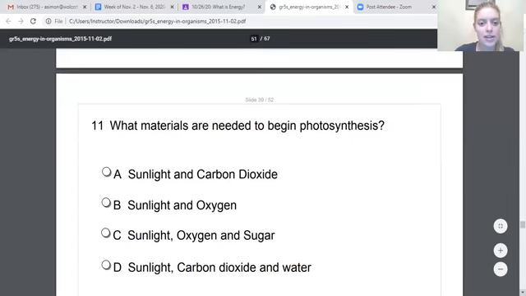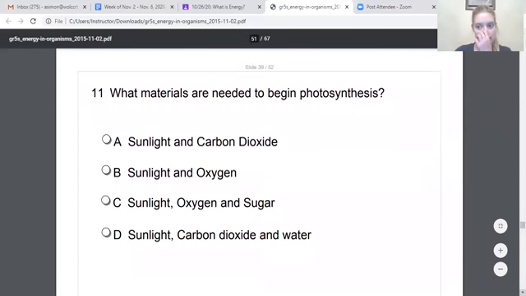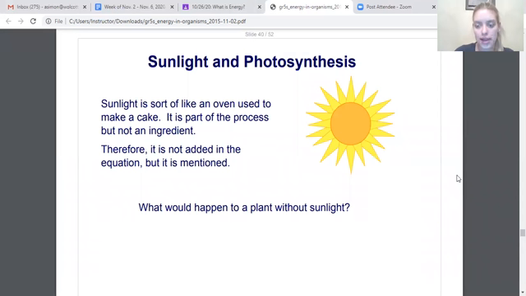All right, so what materials are needed to begin photosynthesis? Think back to the beginning of that equation. Do we need sunlight and carbon dioxide? Do we need sunlight and oxygen? Do we need sunlight, oxygen, and sugar? Or do we need sunlight, carbon dioxide, and water? So to begin photosynthesis, what do we need? If you said D, sunlight, carbon dioxide, and water, you are correct. So remember, yes, you need sunlight, carbon dioxide, and water to start that whole entire reaction.